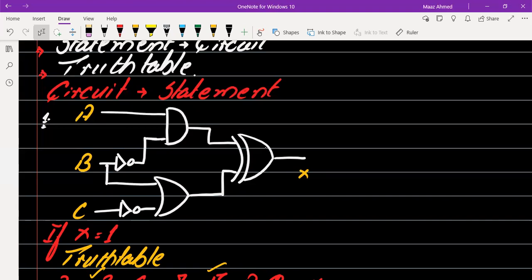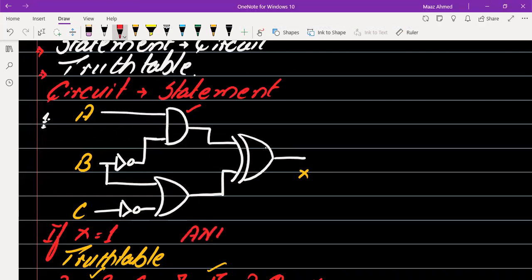So if X equals to 1, now what do you need to see? You need to see the first gate. Now what is the first gate over here? This one is the first gate. This is the AND gate that is applied over here. So I'm gonna write over here AND.